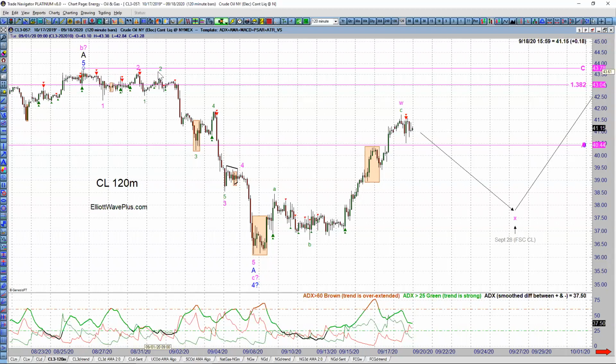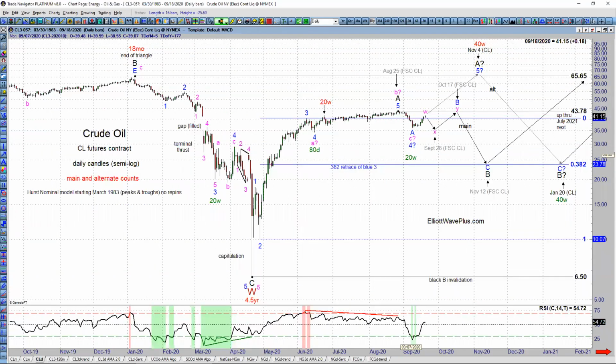Oh, and by the way, I have found a way to count this as a 5-wave down structure: 1, 2, 1, 2, 1, 2, 3, 4, 5 for 3, 4, 3, triangle for 4, 5. So I guess I am counting it as a 5-wave structure in my main count. I hate to do that. That pigeonholes me into thinking that 43.78 high will hold, but I guess I'll do it.